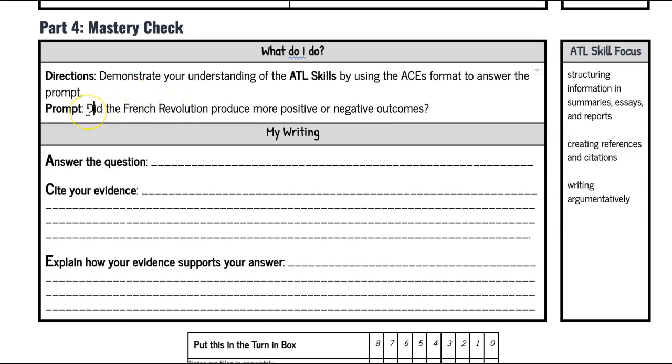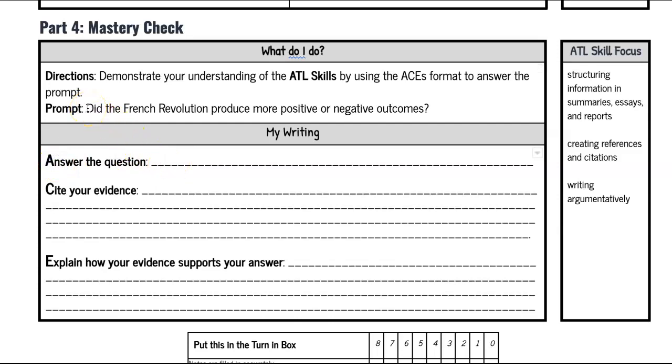Our prompt is similar to our previous mastery check. Did the French Revolution produce more positive or more negative outcomes? So you need to decide which side you will argue. Did it have more positive or more negative? Not both, just choose one. And then do ACES. So you will answer the question first.